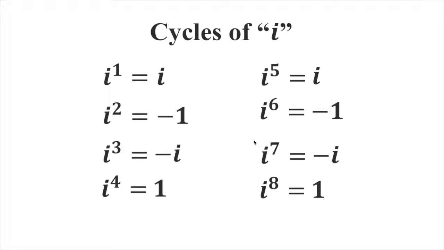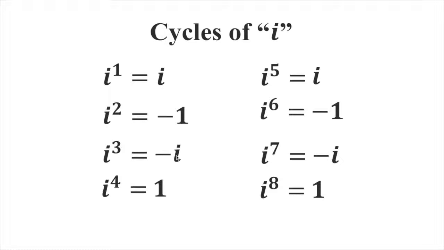i to the 11th power is the same thing. So we go i to the 11th. Let's see. 11 divided by 4 is 2, remainder 3. Well, a remainder of 3 gives me -i. So i to the 11th power is -i.